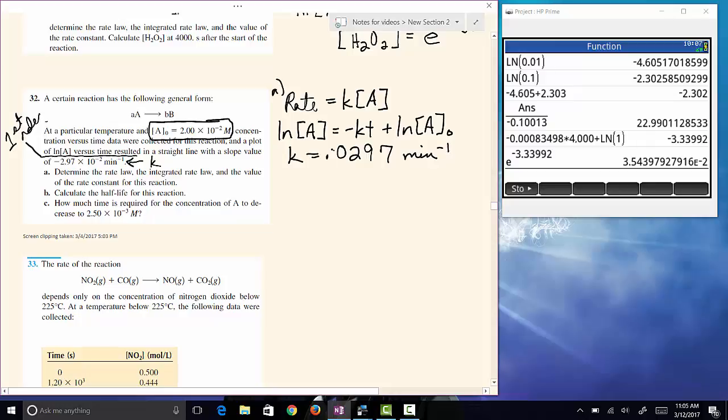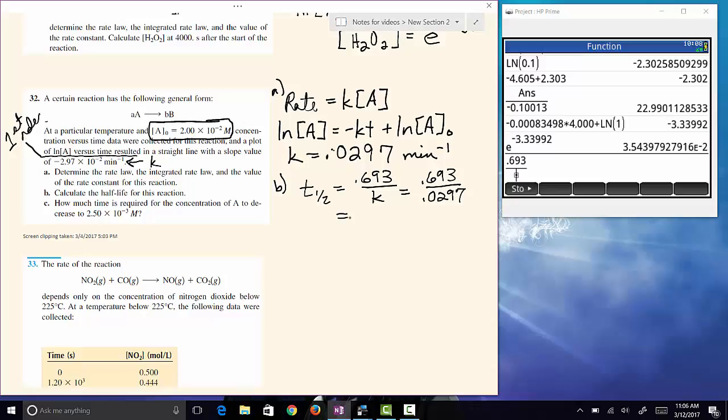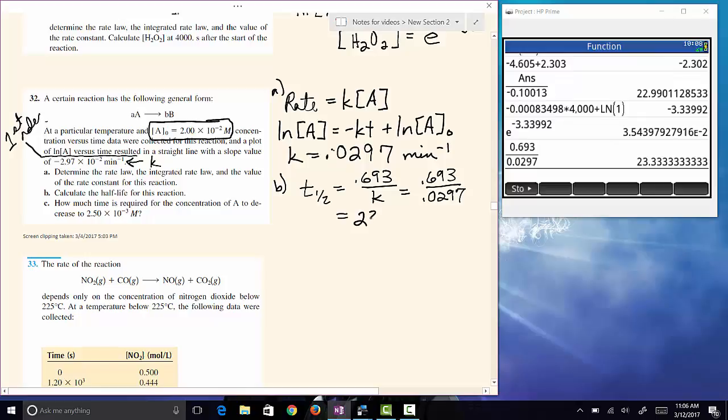B says calculate the half-life. Our equation, and this is on your formula sheet, for first order, the equation for half-life is 0.693 over K. So 0.693 divided by 0.0297 gives me a half-life. And again, the K is in per minutes, so that means my half-life value will be in minutes. 0.693 divided by 0.0297. So I'm getting 23.3, and that's in minutes.